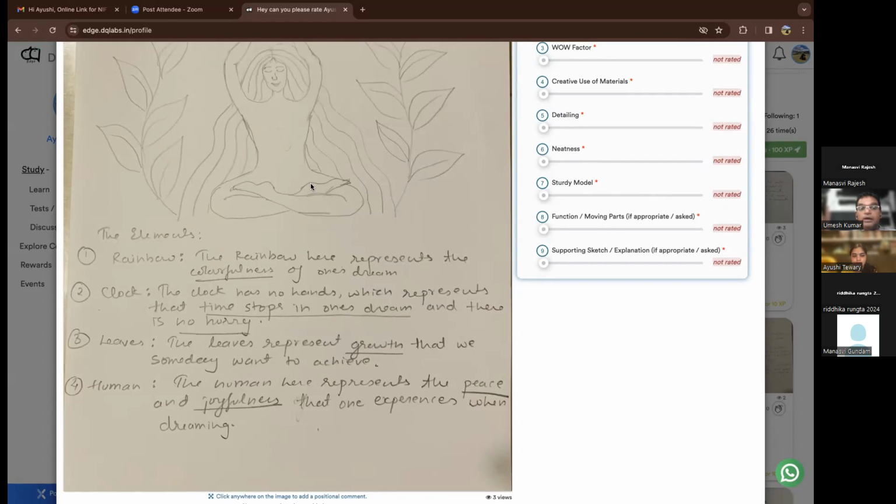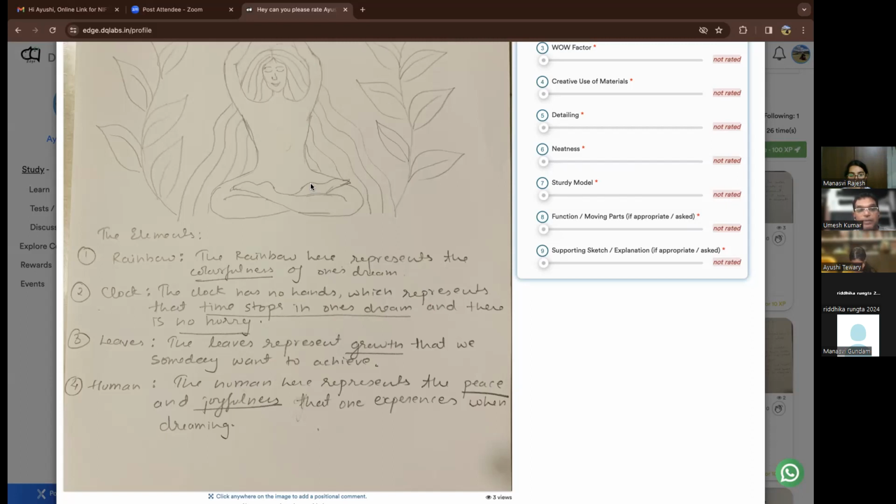However, I think a more relevant element here is flowers rather than leaves, right? The flowers are cheerful, they're beautiful, they spread fragrance. So it is multidimensional, and you could have used the flowers to represent it. Okay, so these are two points in terms of the elements that you have used.